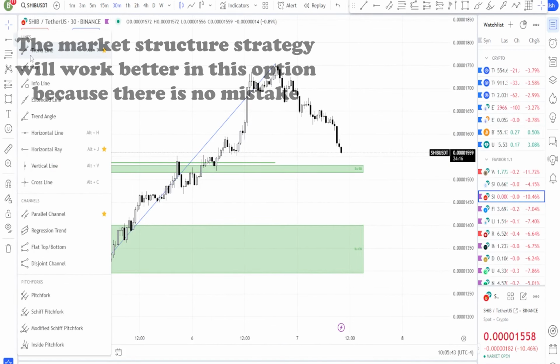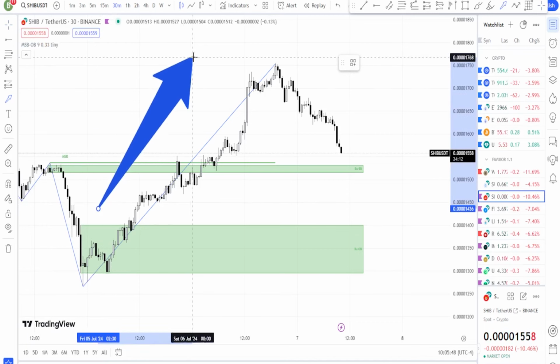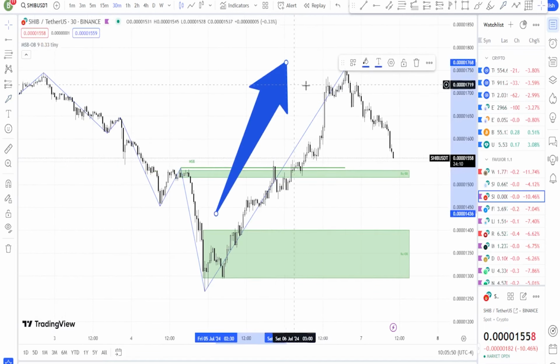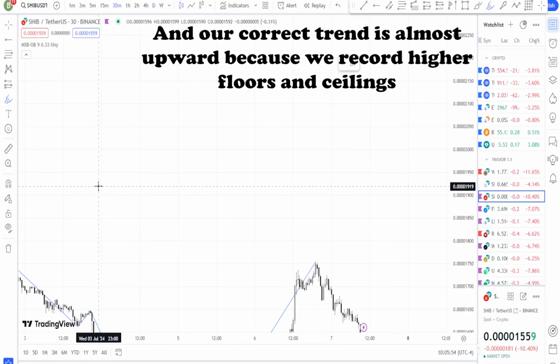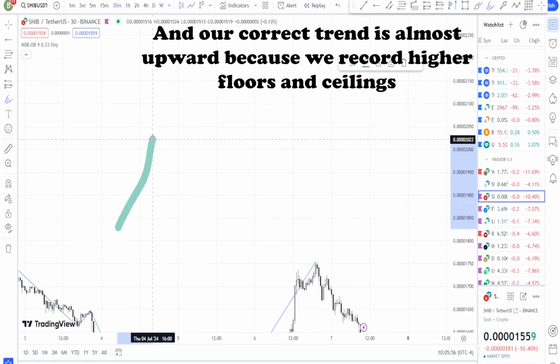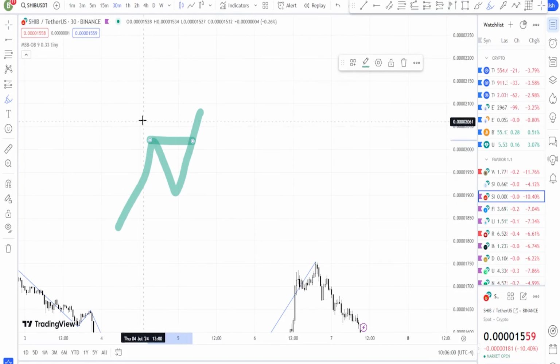A trend has two types of movement: impulsive movements and corrective movements. Impulsive movements are in the direction of the trend and have good power and momentum, but corrective movements are against the main trend and usually have less power and momentum than impulsive movements. In the example below, you can see what was explained.